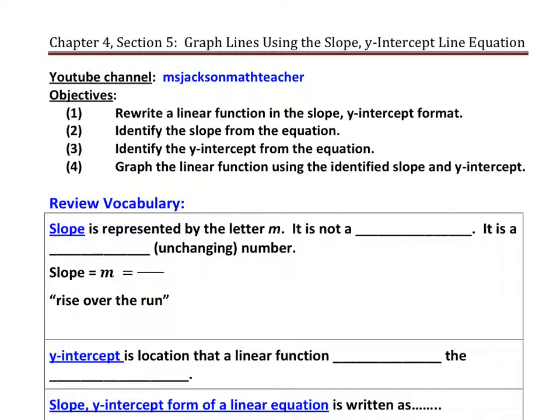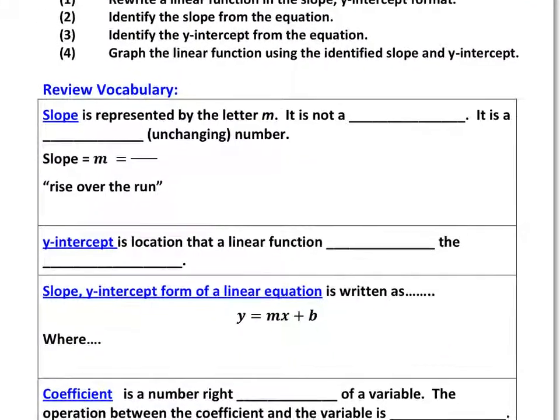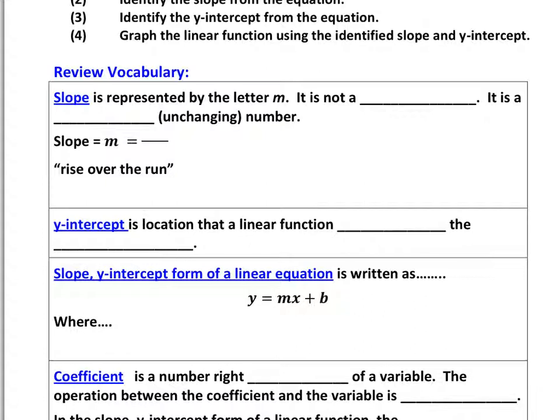Okay, there is not much new vocabulary here, but let's review some of the past vocabulary. Slope. As you recall, slope is represented by the letter M for mountain, and it is not a variable. Even though M is a letter, it's not a variable in the sense that it is varying or changing. In fact, slope is a constant. If you don't have a constant, if you don't have a fixed number for a slope, it is not a line. And remember, slope is rise over the run, or rise divided by the run, or really, it's a ratio.